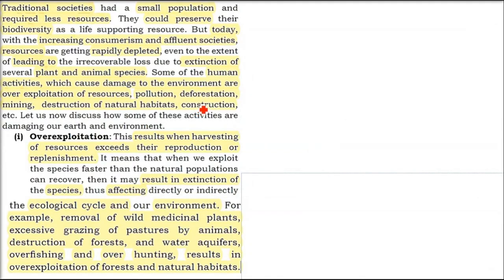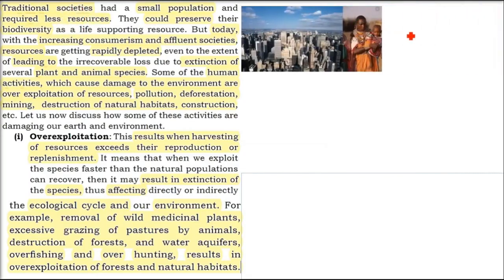Now, when it comes to the societies which are traditional, like those we see in our villages and somewhat in towns, basically in rural areas. These are the traditional societies, and they have somewhat less population. They don't have that many people. Since the population is less, they require fewer resources. When people are fewer, they will utilize or exploit fewer resources.